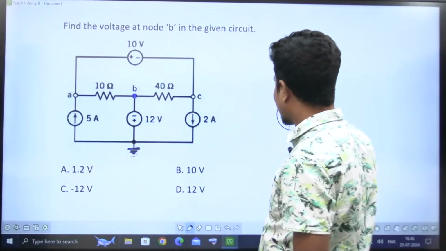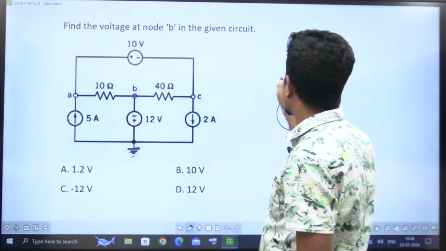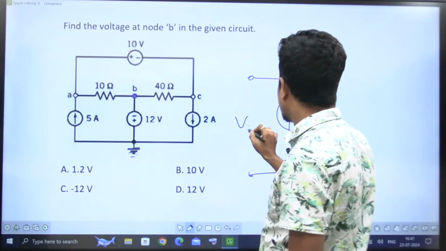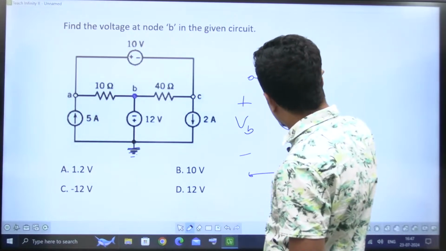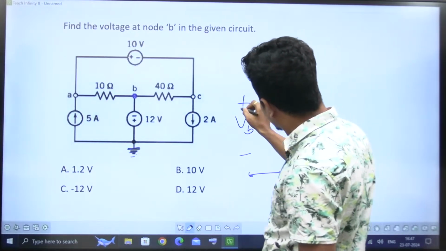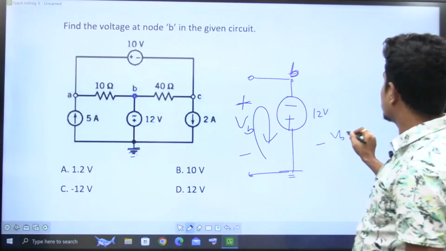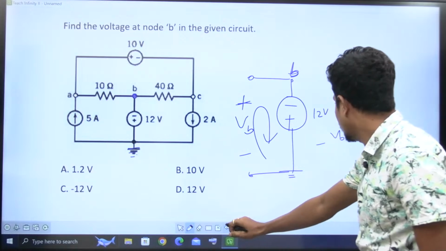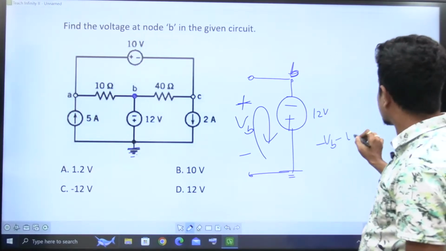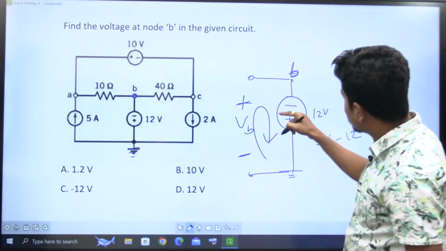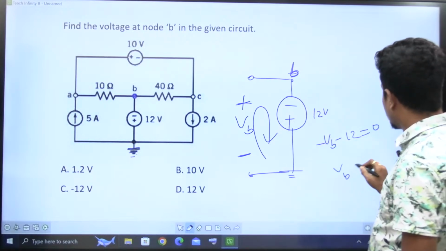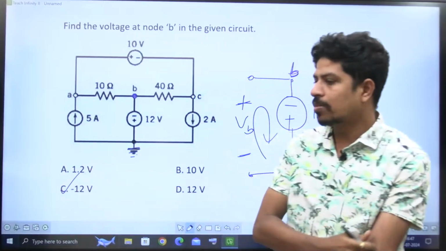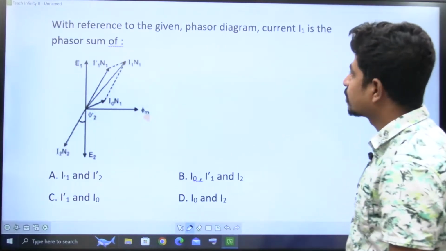Those who are not having clarity can observe here. This is point B, this is the ground, and this is my VB plus minus. He is asking to measure the voltage by taking B as a reference, that's why I took plus here. KVL: minus VB minus 12 is equal to 0. So VB is equal to minus 12 volts. That's all. Option is C. Next question, please.